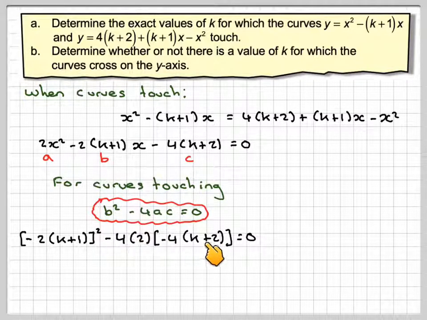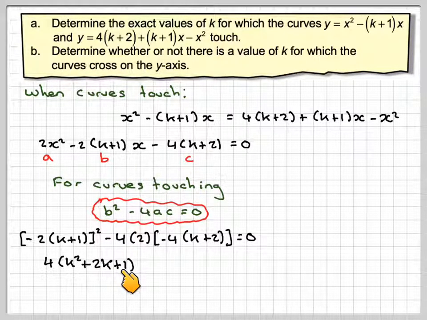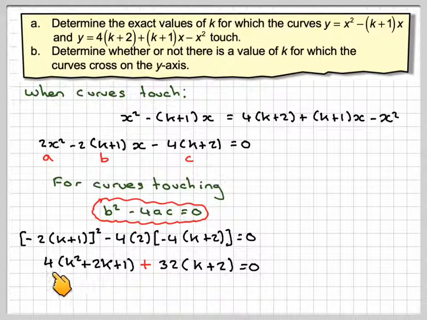We need to now solve this equation, which is a quadratic equation, to find the value of k. Right, if you square minus 2, you're going to get 4, and if you square k plus 1, you're going to get k squared plus 2k plus 1. Minus times a minus will make a positive. 4 times 2 times 4 will make 32, and we've still got the k plus 2 is equal to 0. The secret is not to do too much in one go.